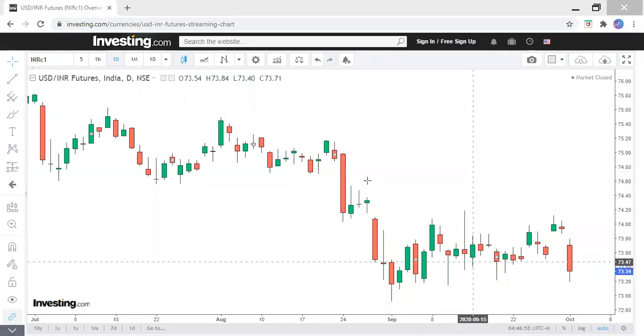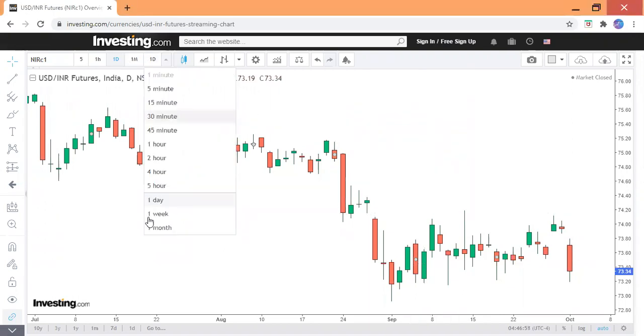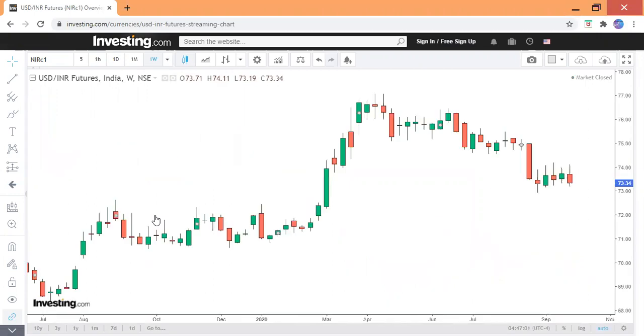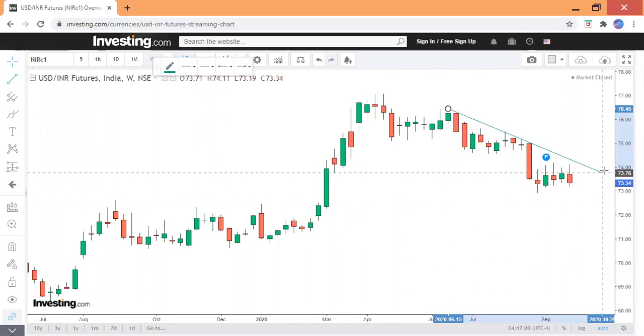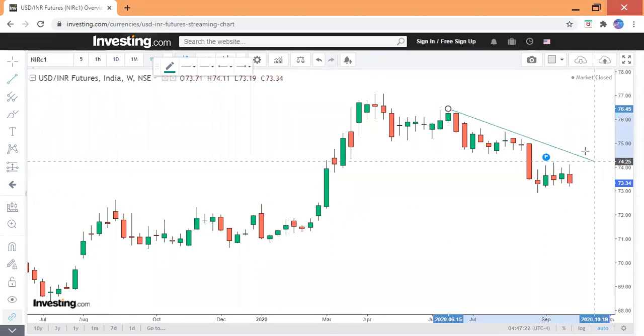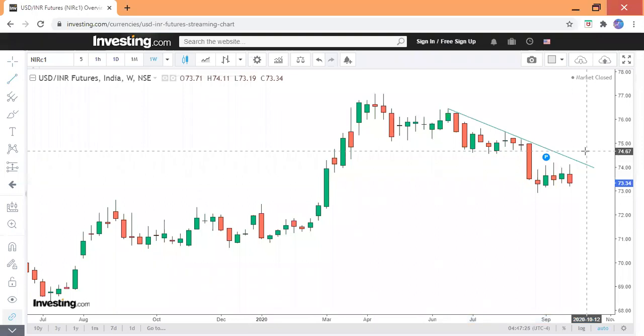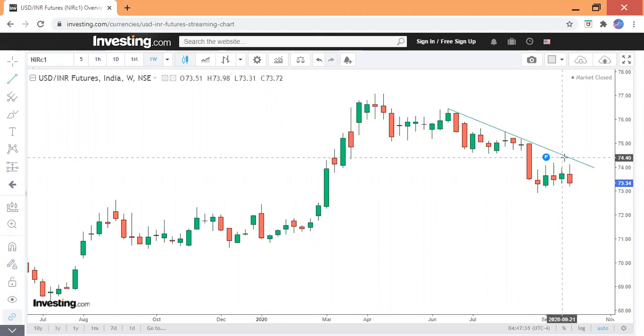Yes. Okay. So we'll start with the weekly analysis. This is the weekly chart for USD INR. If you see the weekly chart, it is having a downtrend trend line. We place the downtrend trend line in the weekly chart. That means we are having a stiff resistance in the weekly chart in the USD INR.